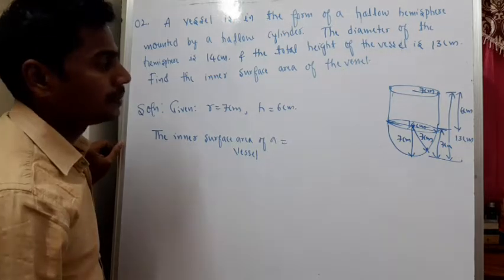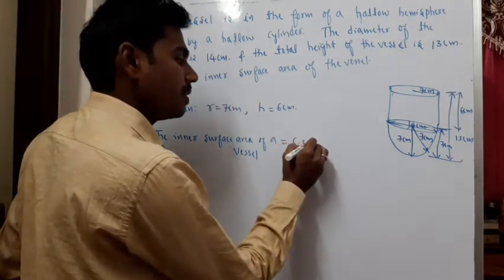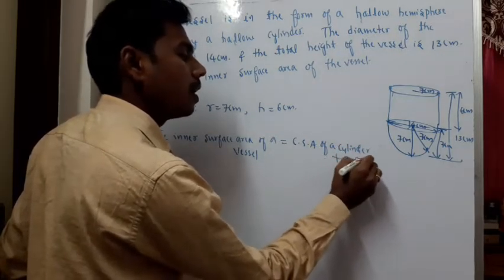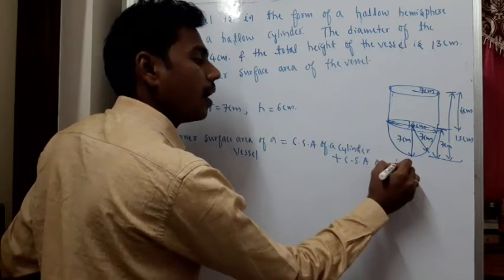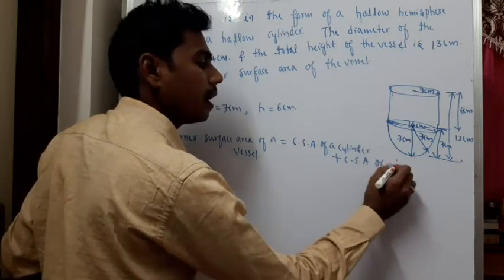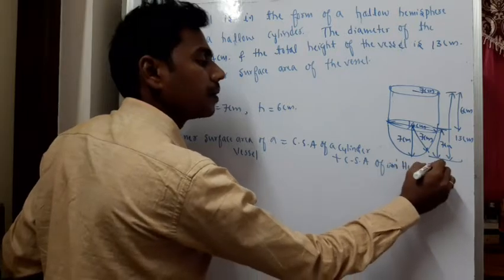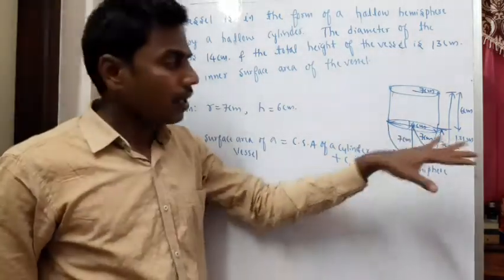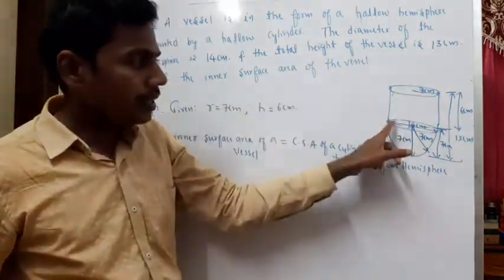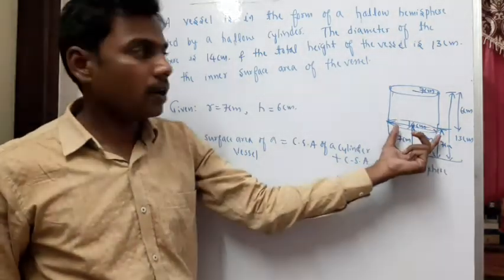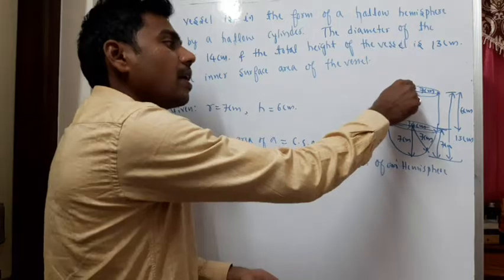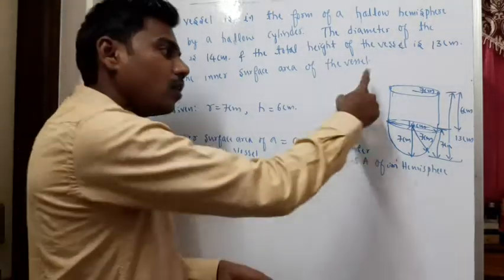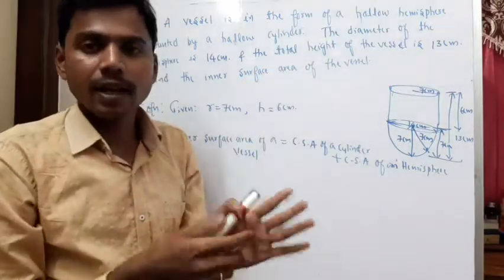is equal to curved surface area of a cylinder plus curved surface area of a hemisphere. Fine. So why we are considering curved surface area? Because this is hollow. If you are not considering this particular area, then we are going to consider this. That will be curved surface area. And for cylinder also we are not considering top and bottom surface area. So only we are considering curved surface area. So that will give me inner surface area of the vessel.